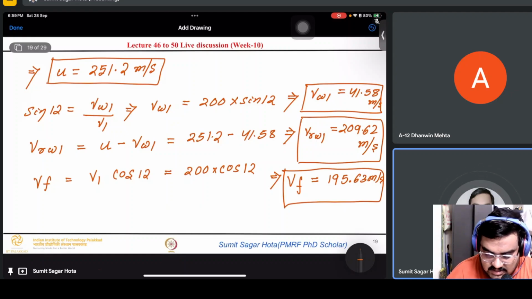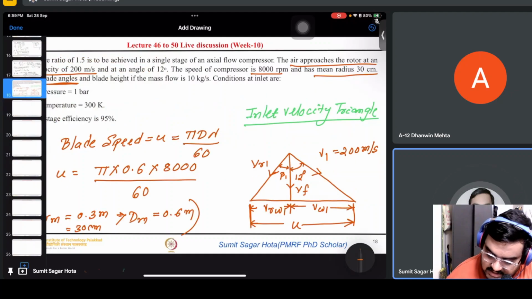Next we'll take, okay, so now we have VRW1 and we know also VF. If you see in this triangle, we have VRW1, the base, and we have also the height VF. That means if we can take tan beta 1, then from there we can calculate beta 1.